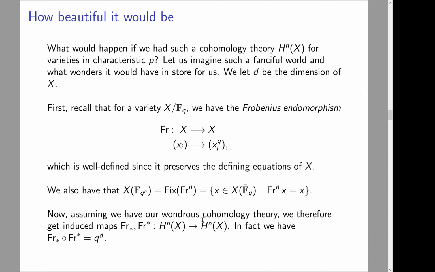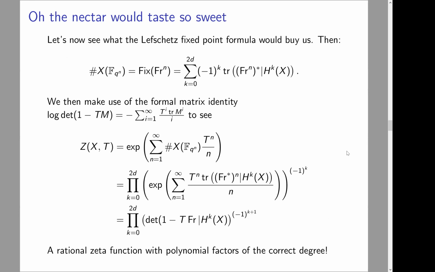In particular, if you want, you can track through all of this for d equals 1 and think about cases that we've talked about before, like curves. That'd be a thing to do. But this is for general varieties. So let's see what else we get. We have some induced maps on some vector spaces. Now, let's take a look at this Lefschetz fixed point formula.